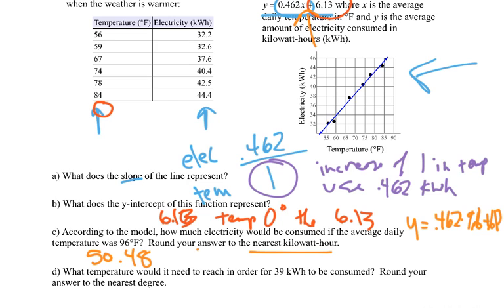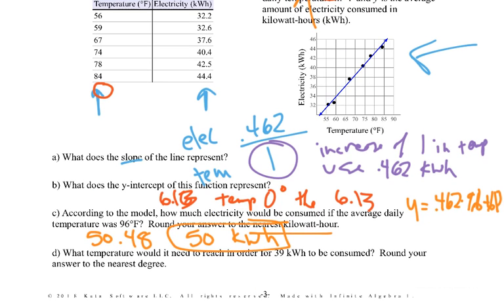So we would just leave it at 50 kilowatt hours. Okay. Now part D says, well, what temperature would it need for us to use 39 kilowatt hours? Well, 39 is going to be right below that 74, so somewhere there. But because it's linear, we can actually use this equation. The difference is now we're given the y value instead of the x value. So then I just solve.